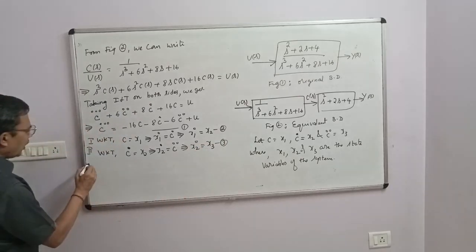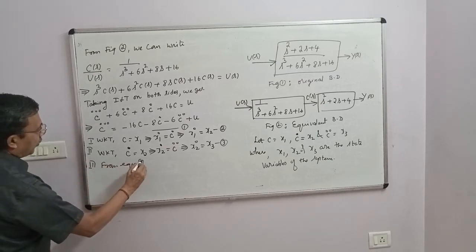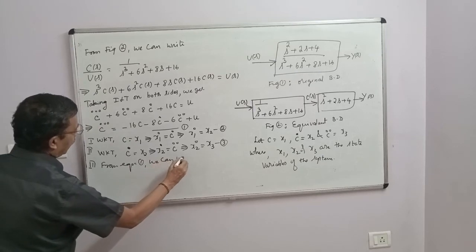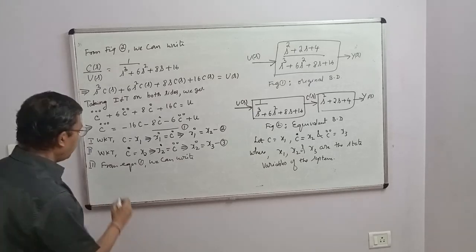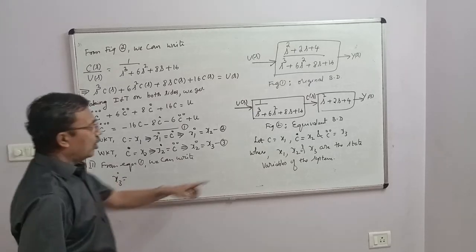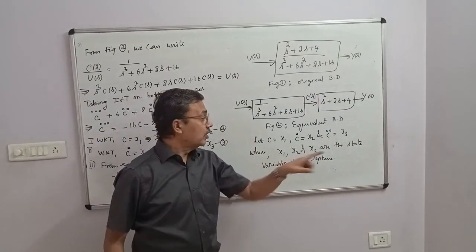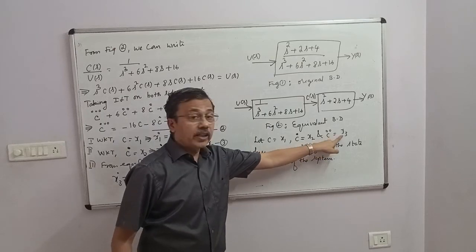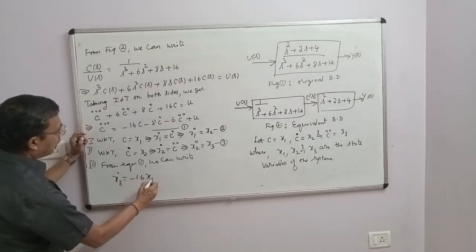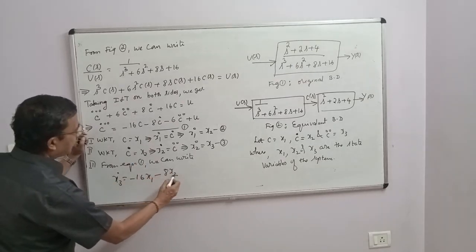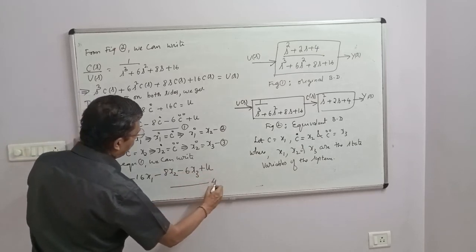Equation 3. Third step. From equation 1 we can write C triple dot is what? x3 dot. Why? Because C double dot is x3. Differentiate C double dot equal to x3 with respect to t once. So C double dot becomes C triple dot, x3 becomes x3 dot, which is equal to minus 16x1 minus 8x2 minus 6x3 plus u. This is equation 4.